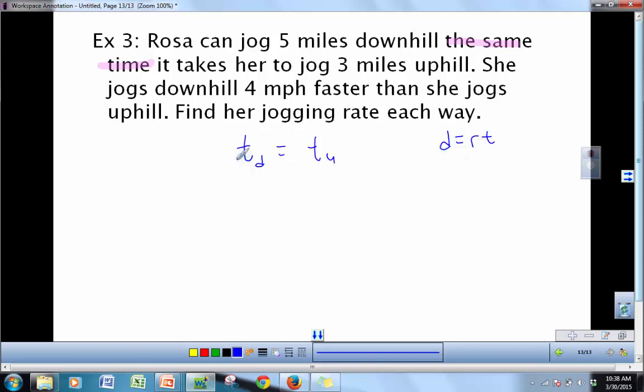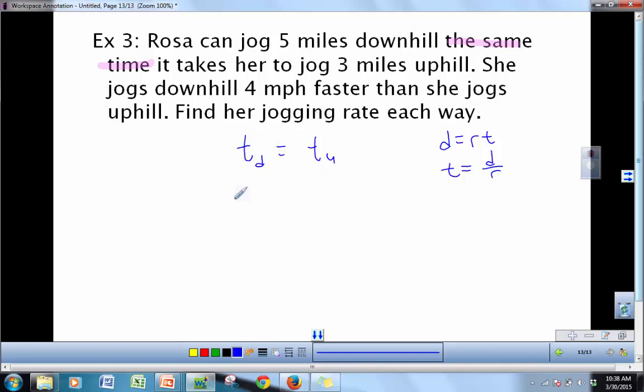Well, since in this problem our times are equal to each other, we can manipulate this formula and isolate the time variable. Well, we can get t by itself by just dividing both sides by r. So what that means is time is the same thing as distance divided by rate. And since this is the setup of the problem, we're going to use this d over r to actually solve it. Even though the times are equal, nowhere in the problem does it actually give us that time. So this kind of doesn't help us out.